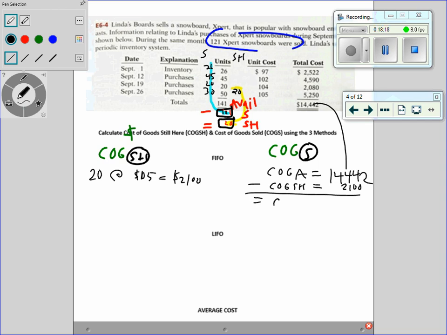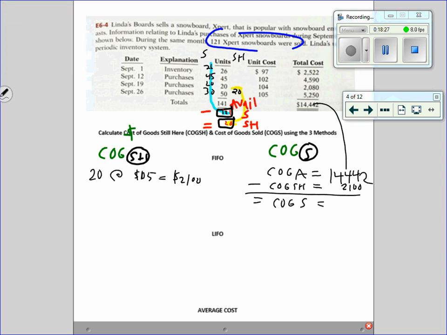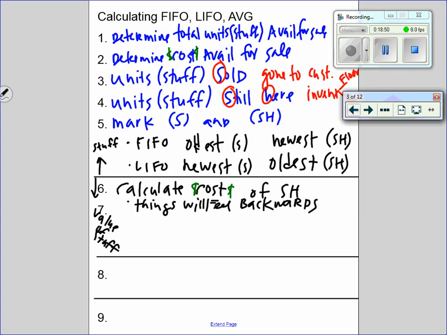Equals cost of goods. What are we trying to look for over here on this side? We've already got it labeled. Sold. Oh, what's our number? 12,342. You just did FIFO. That's a really important step, and we got to go back to our list. We just did number 7. We calculate the cost of stuff sold.